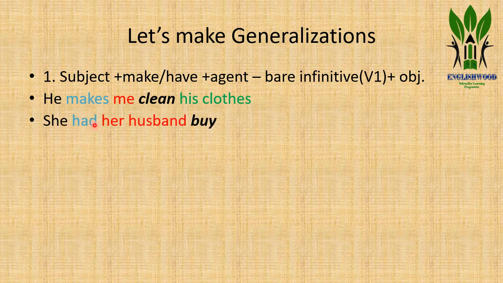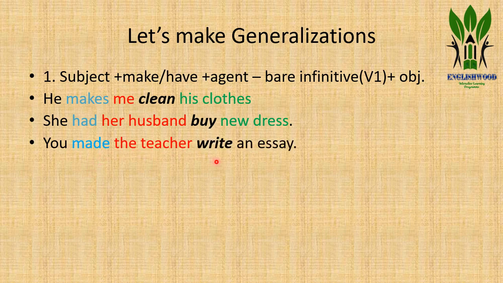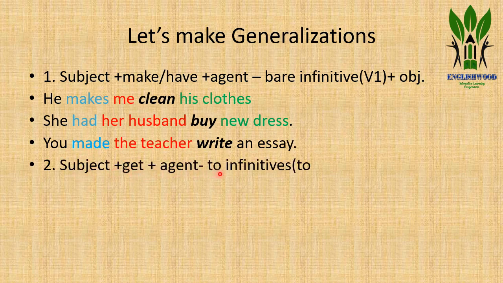Similarly, she had her husband buy a new dress. She is the subject, had is the causative verb, and her husband is the agent, and not to buy but buy, and a new dress is the object. Similarly, you made the teacher write an essay, right? Now, the next kind of structure is subject plus get plus agent, which gives the to-infinitive: to plus verb 1. And there is always an object also.